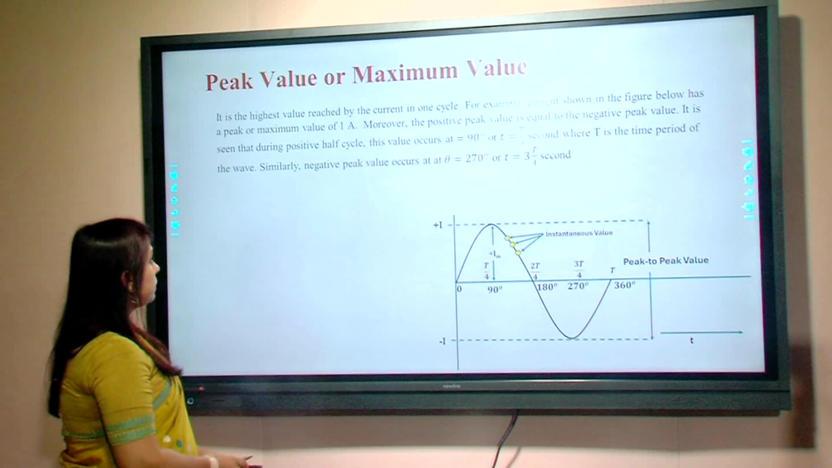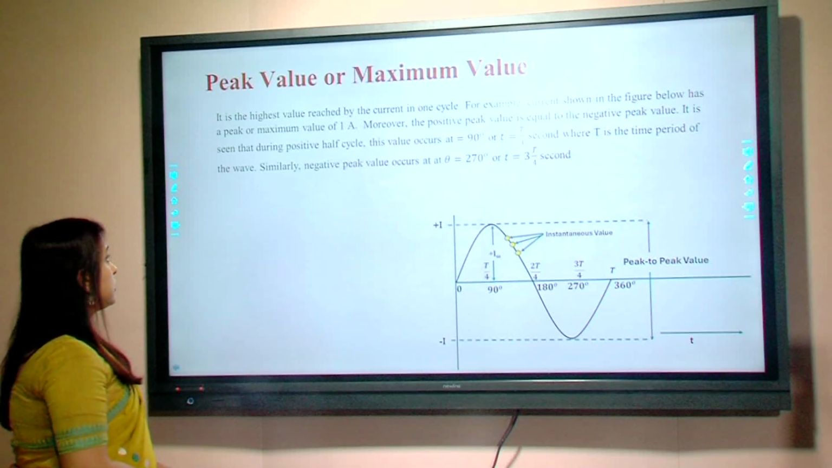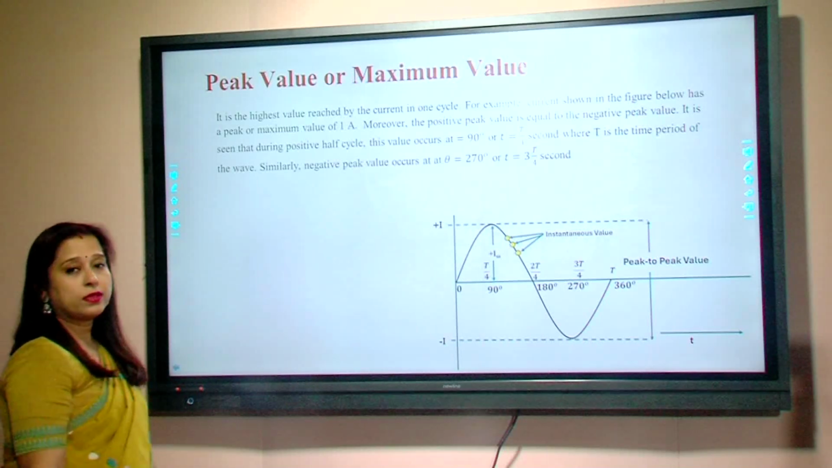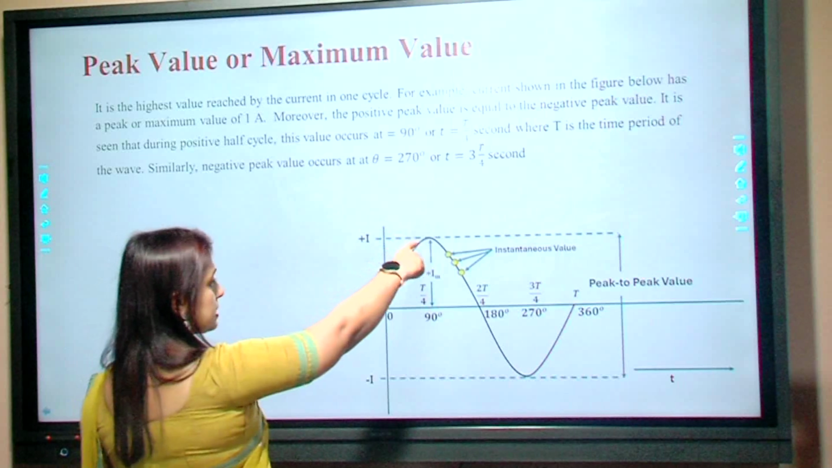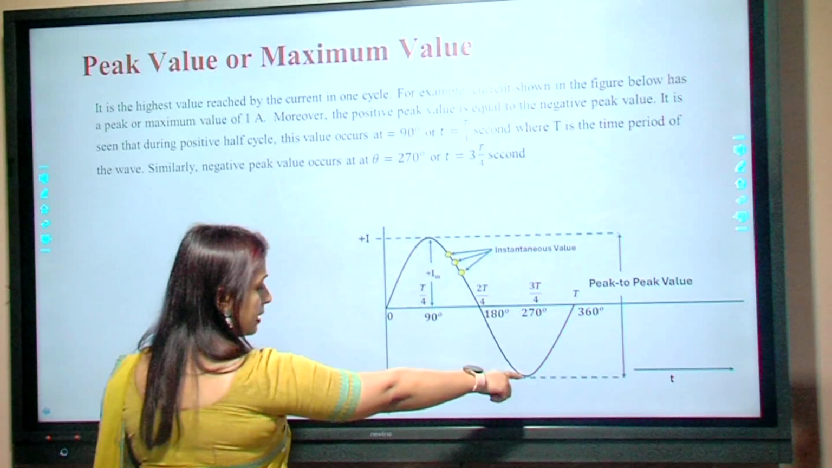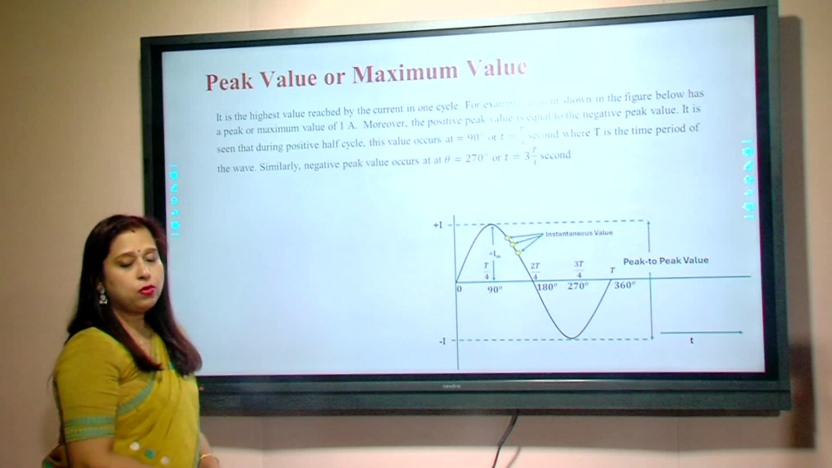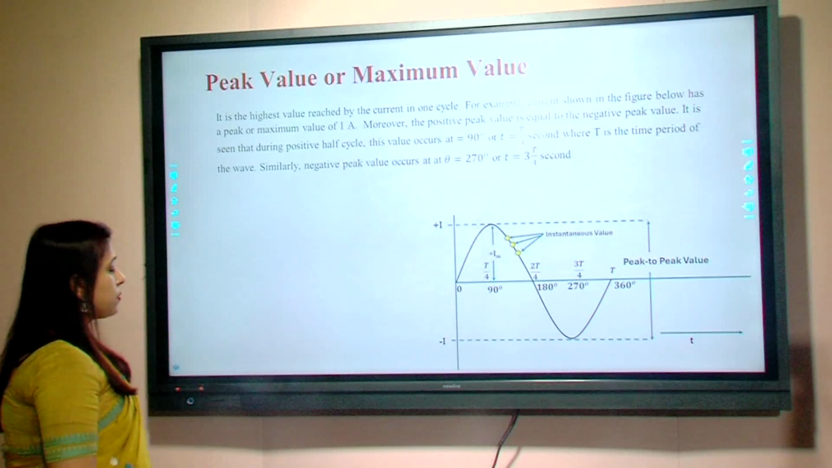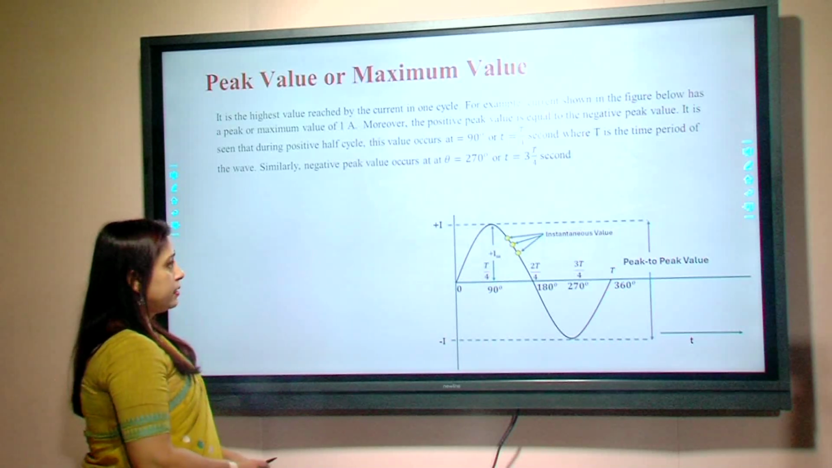Next, we are moving to another kind of parameter which is used in the AC current or voltage, that is the peak value or maximum value. So peak value or maximum value is the highest value reached by current or voltage in one cycle. So here we can see the maximum value here is this one in the positive direction, and in the negative direction this is the maximum current. So that is the maximum or peak value of the AC current. In case of sinusoidal waveform, the positive peak value is equal to the negative peak value.